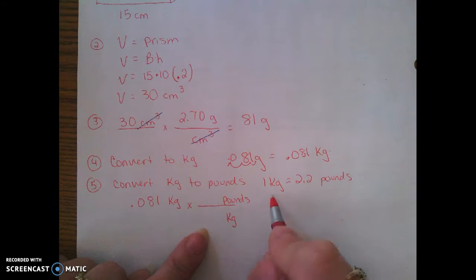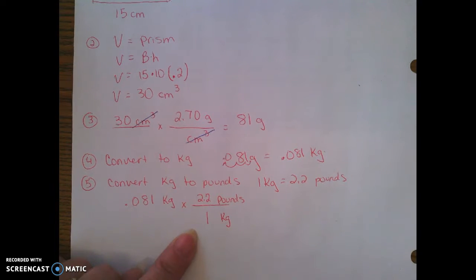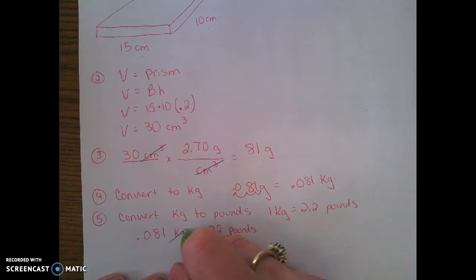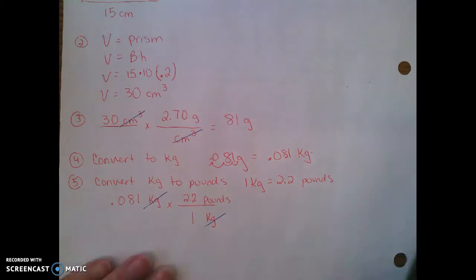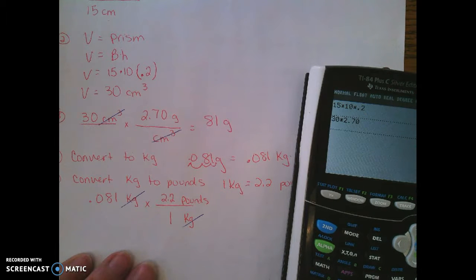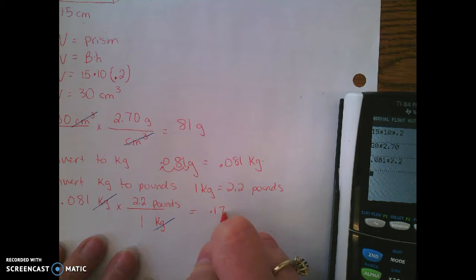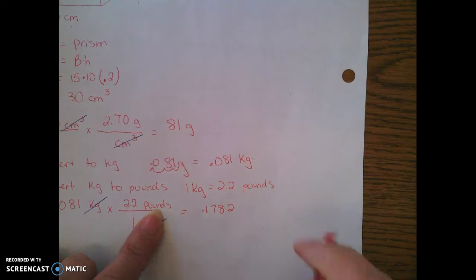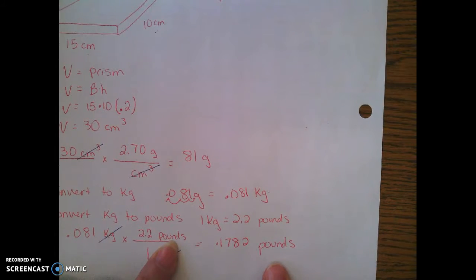Now I'm just going to put the numbers where they go. 1 goes with kilograms, 2.2 goes with pounds. So again, kilograms is canceling with kilograms. So we now have 0.081 times 2.2. All right, so this is now 0.1782, and the only units left is pounds. So now we're in pounds.